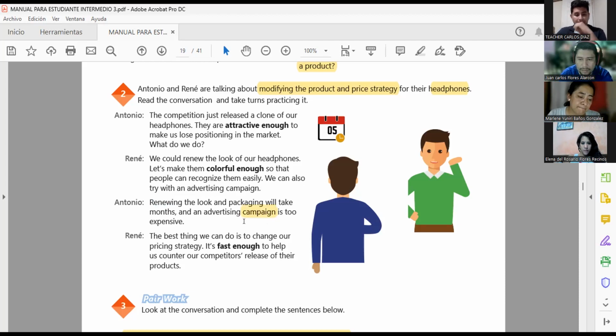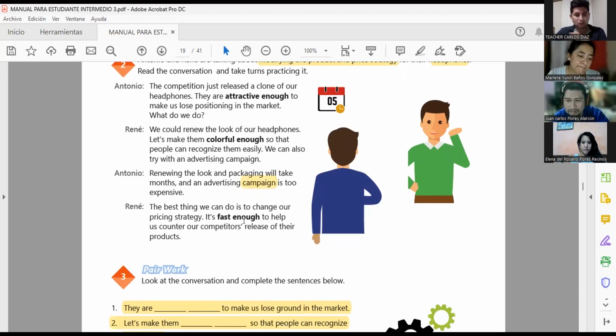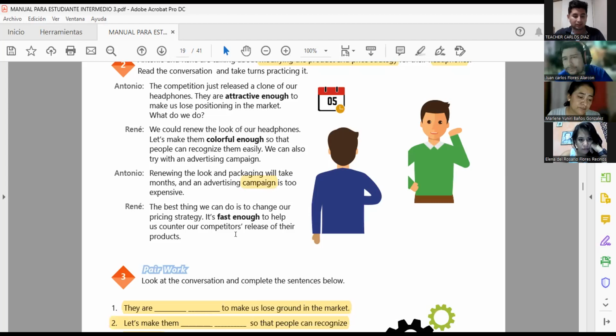Campaign. Okay. What is the other difficult word to pronounce? Counter. Our competitors release. Counter vendors. Release. What is the meaning of release? Lanzamiento. Yes. So you can say the Apple just released the new headphones.